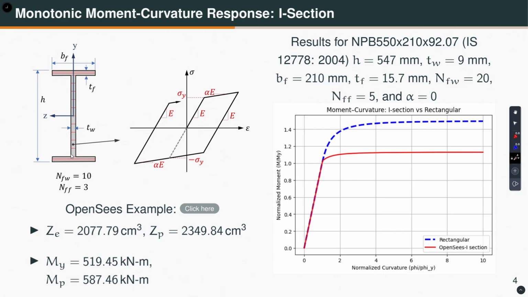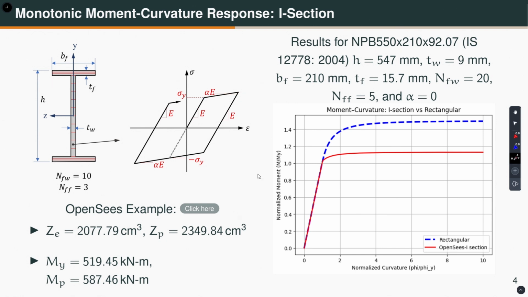Now, in the analysis what we will do, we will ignore that and we will treat that these are composed of rectangular elements. Okay. So, I have noted down the numbers and I have done this analysis in OpenSees, which I will show you. There I have used number of fibers in the web equal to 20 and number of fibers in the flange 5, and I have used strain hardening ratio alpha equal to 0. So, that means this is elastic, perfectly plastic.